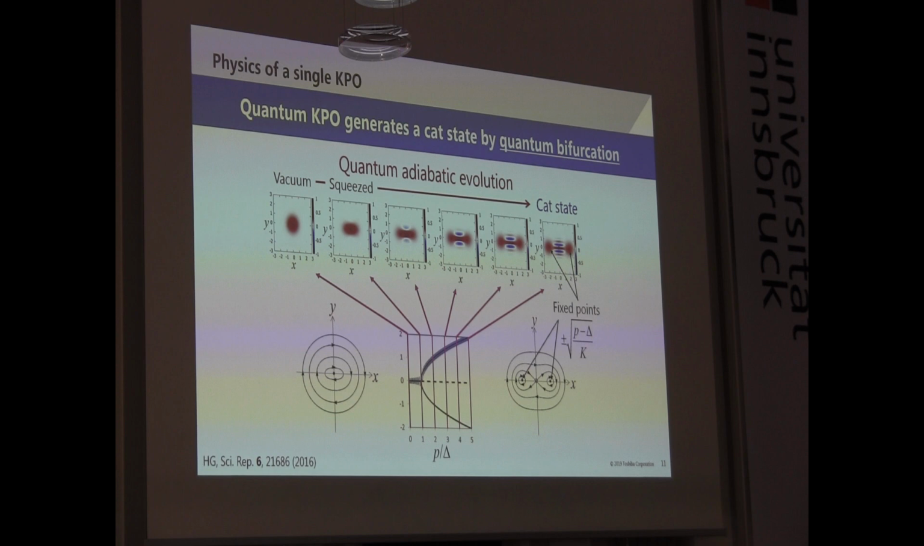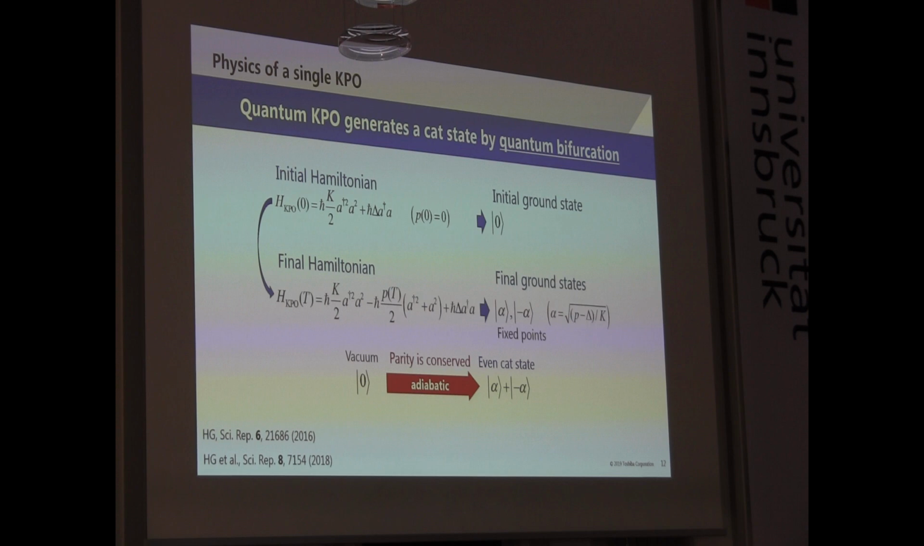This can be explained mathematically as follows. First, the initial Hamiltonian is like this, and the initial ground state is a vacuum state. And finally, the Hamiltonian becomes like this, and the final ground states are two coherent states. Here, the amplitudes correspond to the classical fixed points. And here, the terms in the Hamiltonian include even number of operators, so the parity of the photon number is conserved. And the vacuum state has, of course, an even parity, so we finally get the even cat state, alpha plus minus alpha, by the adiabatic evolution. Okay?